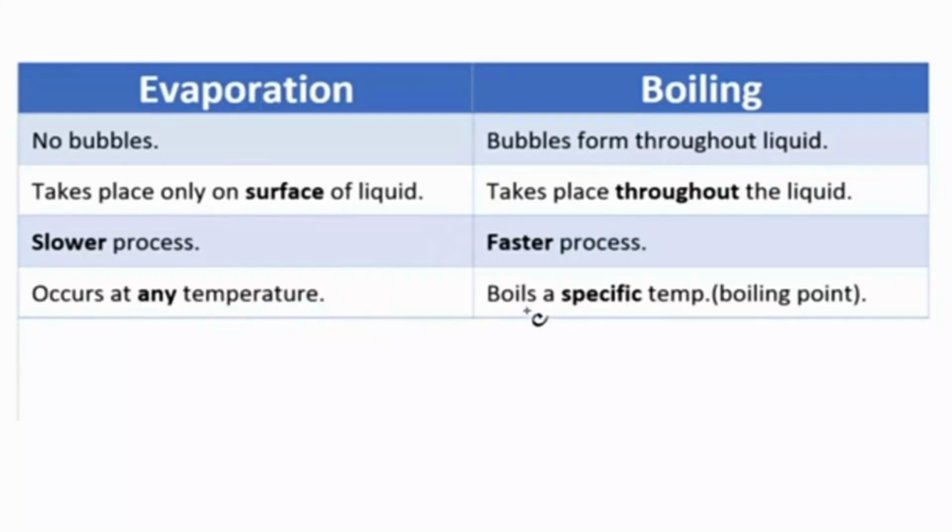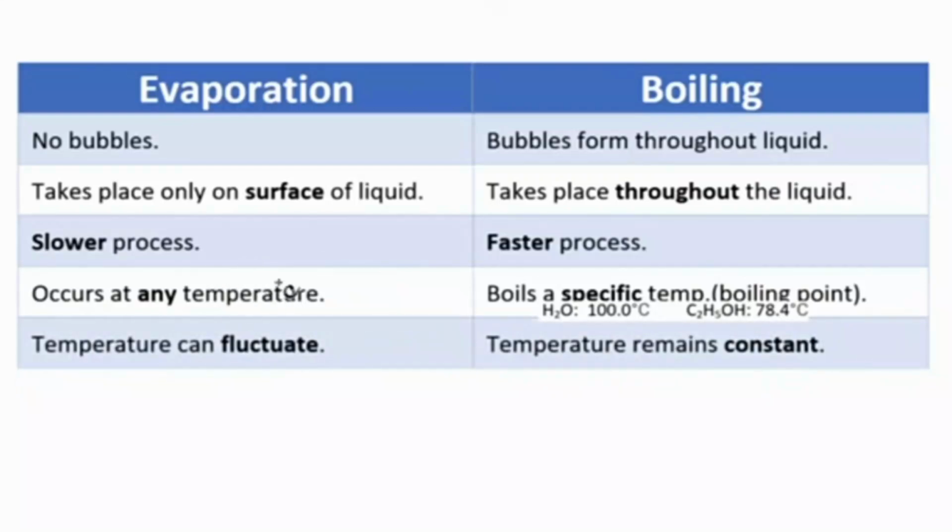For boiling, there's a very specific temperature, and we call that the boiling point. So water, for instance, at standard pressure, is going to boil at 100 degrees Celsius. When we hit 100 degrees Celsius at standard pressure, that's when water starts boiling. Something like ethanol will boil at a lower temperature, 78.4 degrees Celsius. That's when it starts boiling.